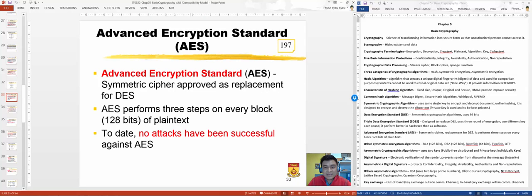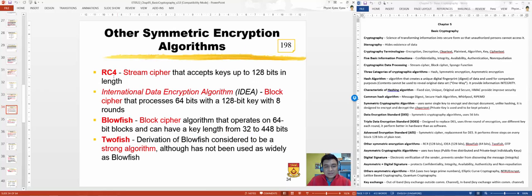Okay, next, let's talk about AES or Advanced Encryption Standard, which is approved as a replacement for DES. It uses 128 bits of plain text. To date, no attack has been successful against AES. Let's talk about RC4, which is a stream cipher that accepts a key up to 128 bits in length. IDEA, International Data Encryption Algorithm, is a block cipher. Blowfish is a block cipher also, using 64-bit blocks, and can have a key length from 32 to 448 bits. Twofish, a derivation of Blowfish, is considered to be a strong algorithm. Please take note of how many data bits are used in their encryption.